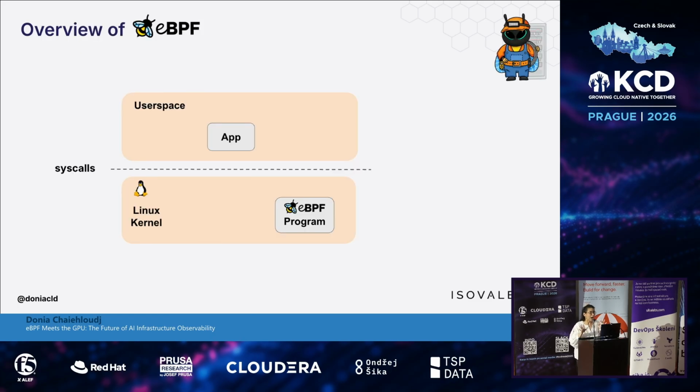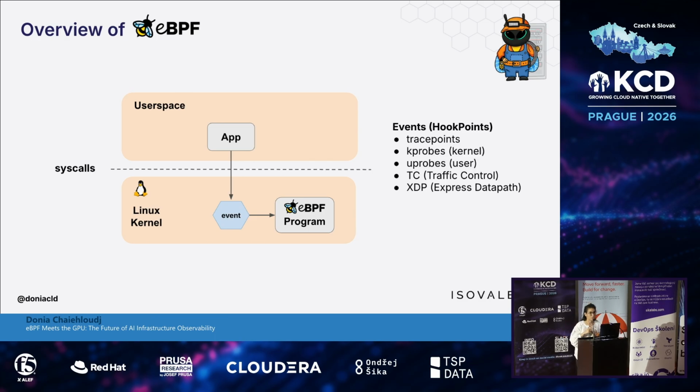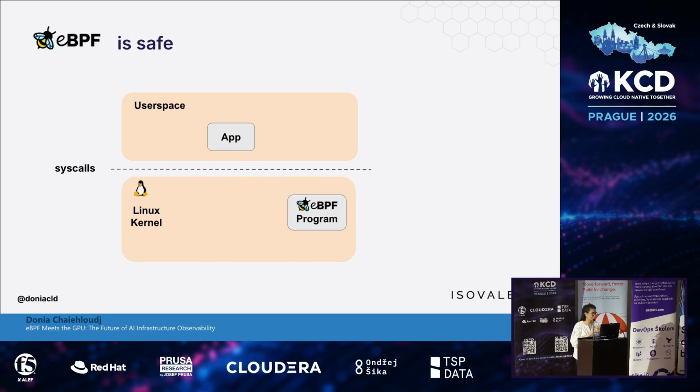So let's see how it works just a little bit. You have the user space and you have the Linux kernel space, and your app is running in the user space. Then you want to hook to an event. So the eBPF program is going to hook to tracepoints, kprobes from the kernel, uprobes to the user side, traffic control to see networking, or express data path, which is a component before the CPU.